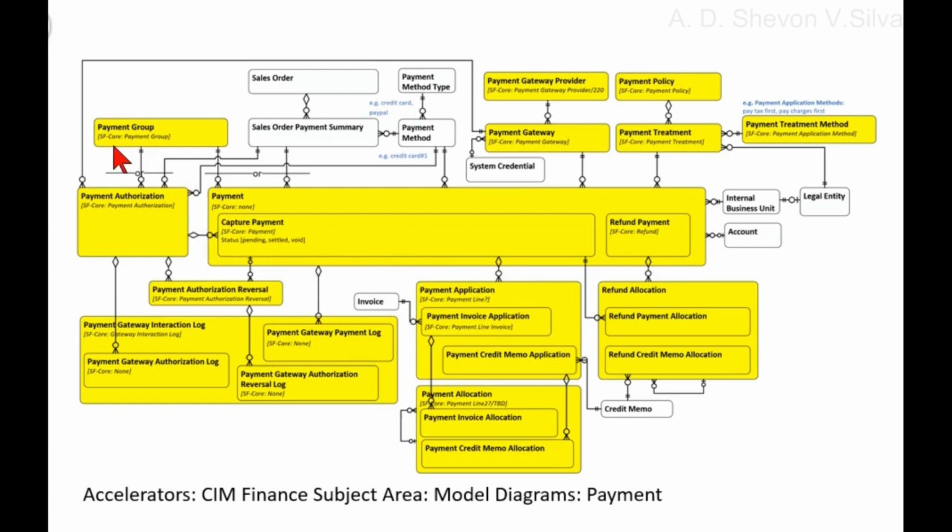The payment group has zero or many payment authorizations, and also has zero or more payments. Payment authorization has one and only one payment group, or one and only one sales order payment summary.